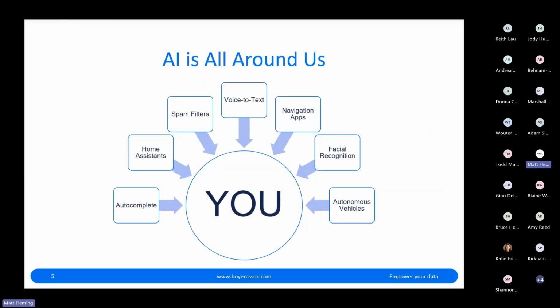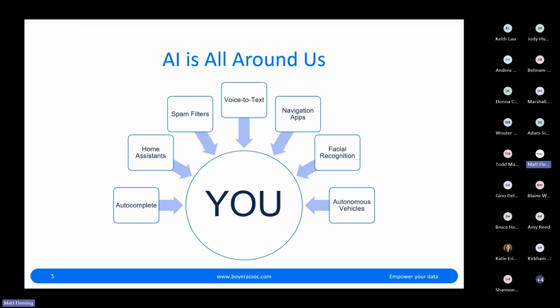The reason I wanted to give you some of that flavor here is because AI today is all around us. It's not anything new. And here are some examples of things where you see AI today. Things like autocomplete as you're typing in Word or in an email. Home assistants, your Siri, your Alexa, your Google Home. That's all AI backed stuff where it's reading the voice, translating that to text, and figuring out what to do with it.